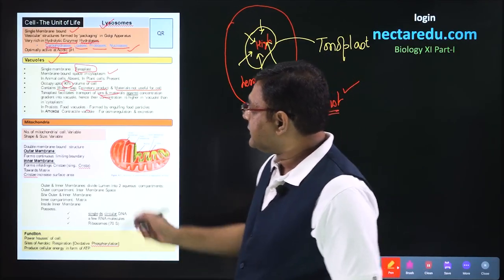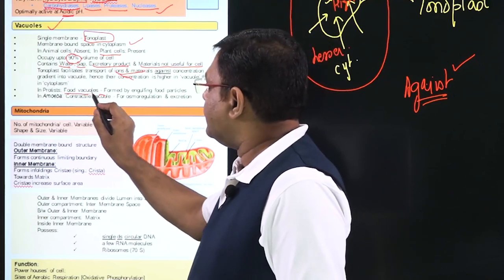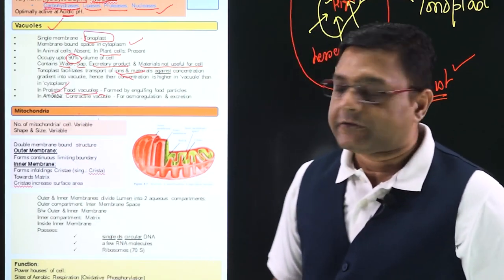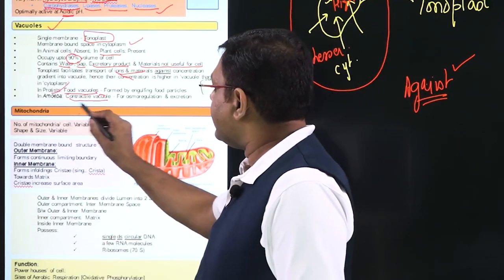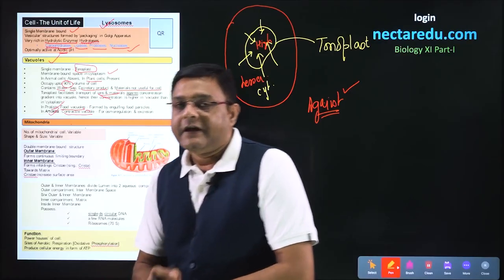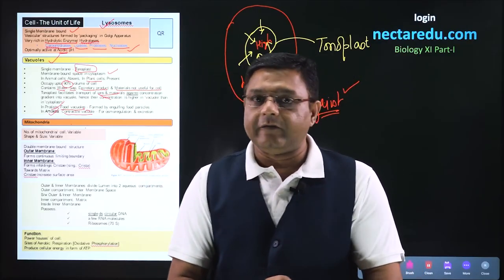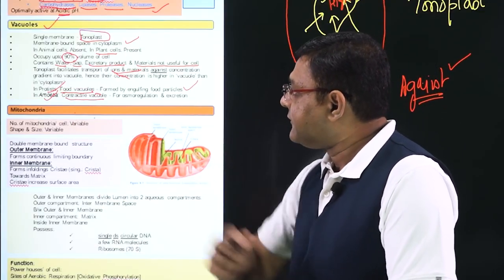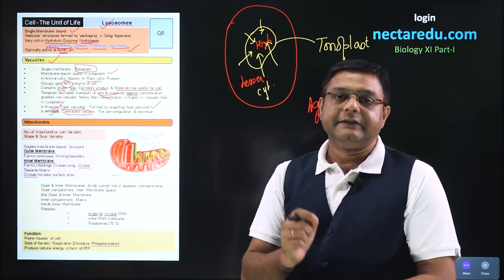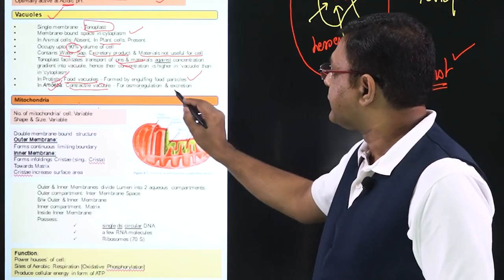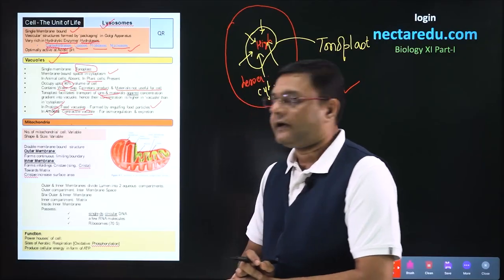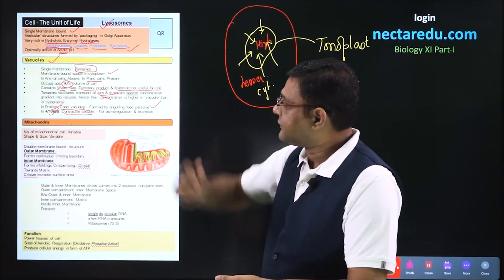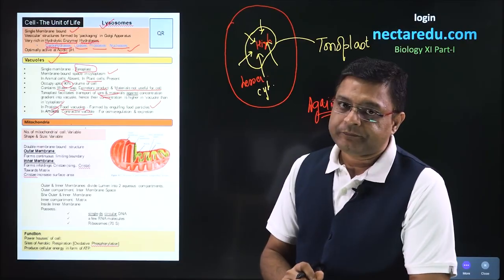Now these vacuoles can be called food vacuoles in the case of protists. These can be called contractile vacuoles in amoeba. When these function as food vacuoles, they engulf food particles, and if they function as contractile vacuoles, they work for osmoregulation as well as for excretion. So, this is the detail of the vacuole.